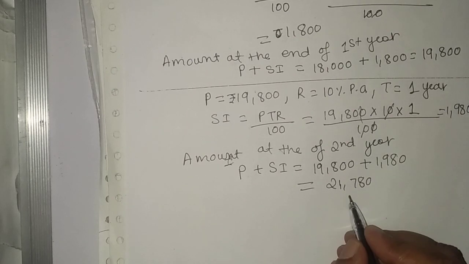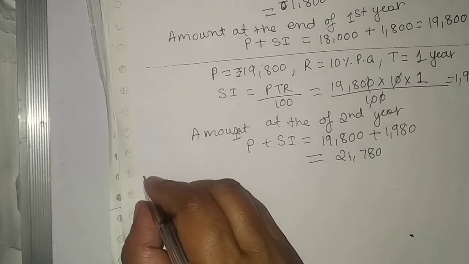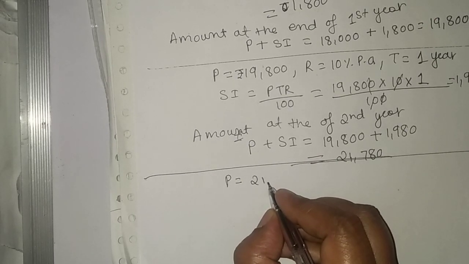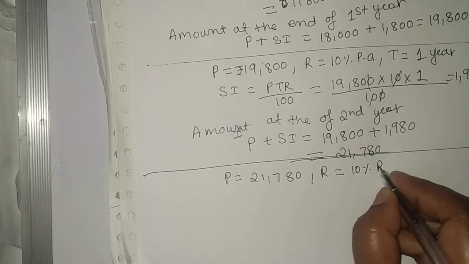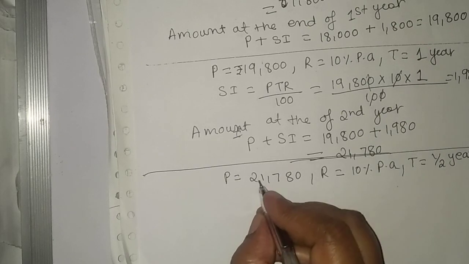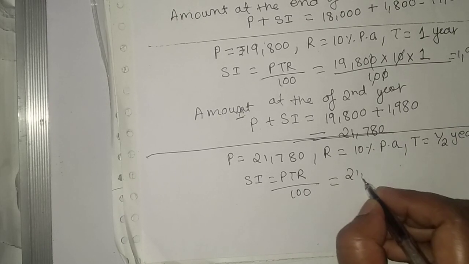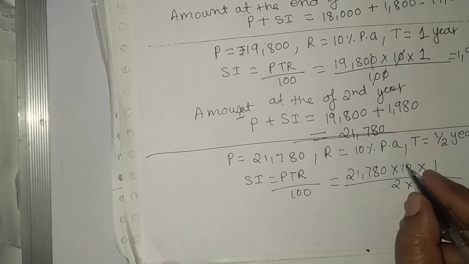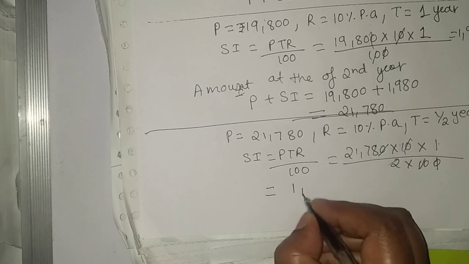Next we have to calculate for the half year. Now 2 years are finished, and the principal we have is 21,780, rate of interest is 10% per annum, and time will be half year. Two years we finished, now half year is left. So SI is PTR over 100. That is 21,780 into 10 into half, and the half comes in the denominator into 100. Simplifying, we get 1,089.